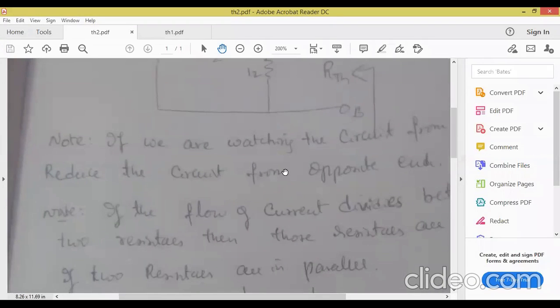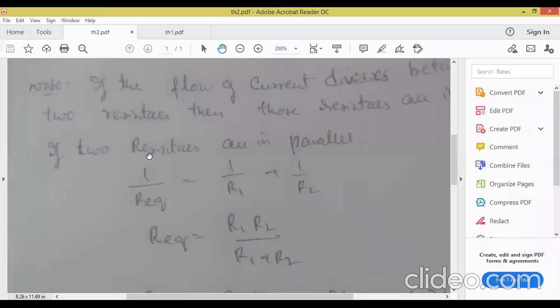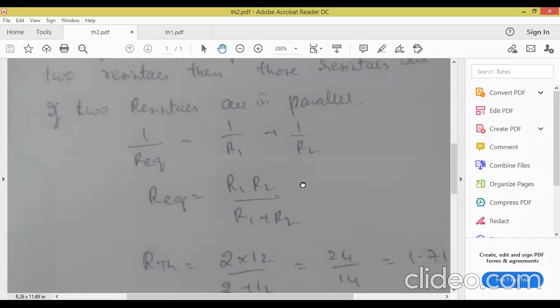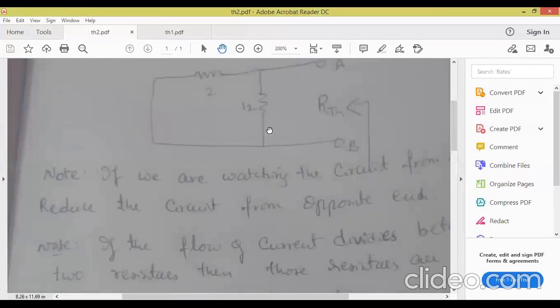Okay. Now you tell me, you have studied, when two resistors are in parallel, what is the formula? 1 by R equivalent equal to 1 by R1 plus 1 by R2. So if you take the LCM here, R equivalent equal to R1 R2 by R1 plus R2. Is it clear, all of you? If two resistors are in parallel, what is the basic formula? 1 by R equivalent equal to 1 by R1 plus 1 by R2. So R equivalent equal to R1 R2 by R1 plus R2. Remember this formula. So now we confirm that two resistors, 2 and 12, are in parallel.